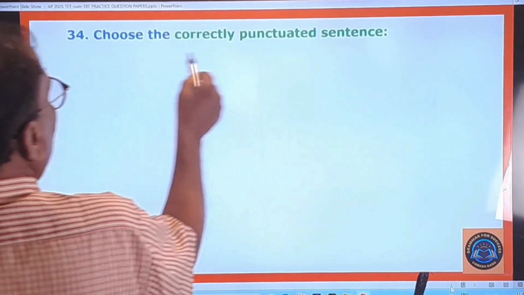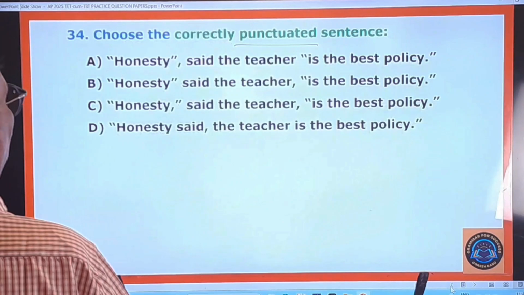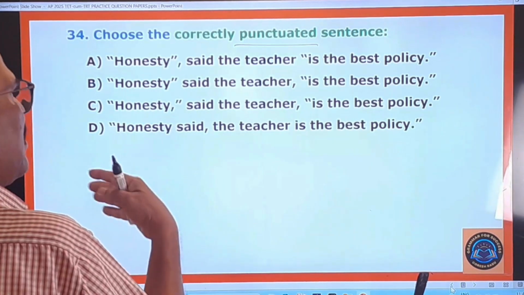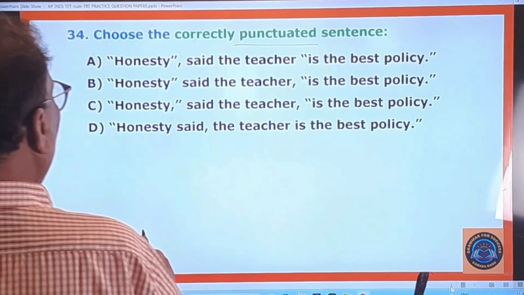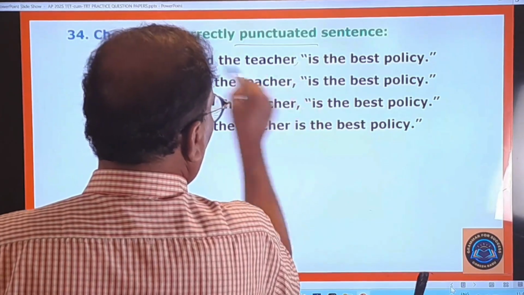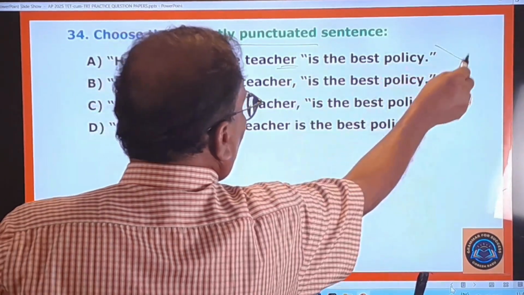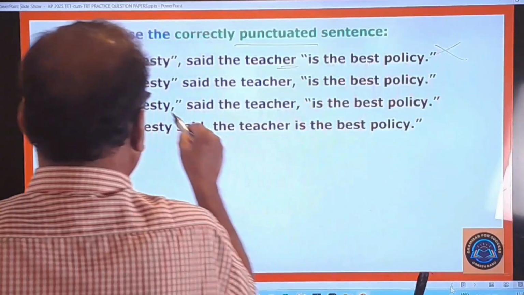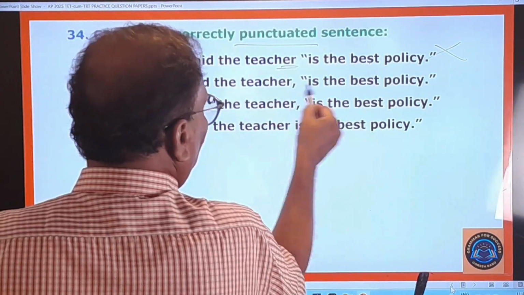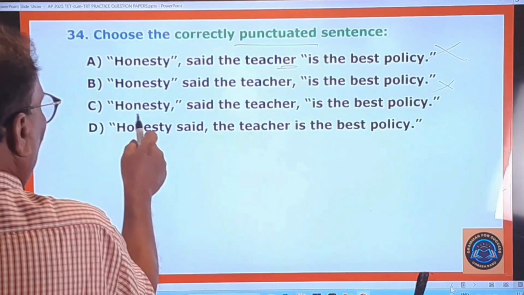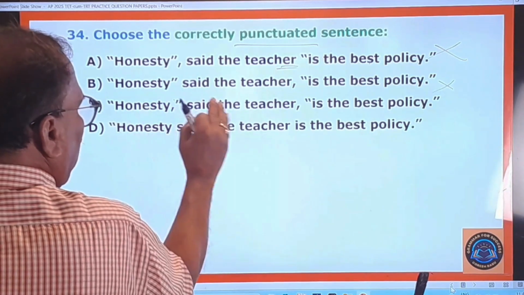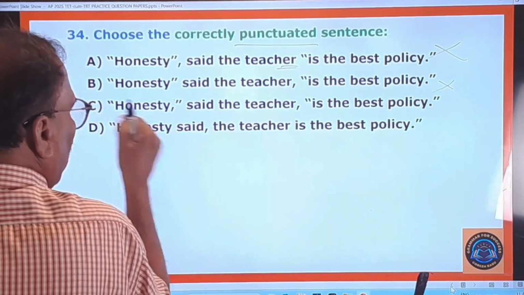And thirty-fourth one: choose the correctly punctuated sentence. Let us look at the given options and check for the sentence which is correctly punctuated. "Honesty," quotation marks, comma, said the teacher. After this "teacher" a comma must be used, but it is not there, therefore this is wrong. "Is the best policy." A comma must be used here, but it is not there. Here a comma is used, and this is wrong. And here "Honesty," comma is there.